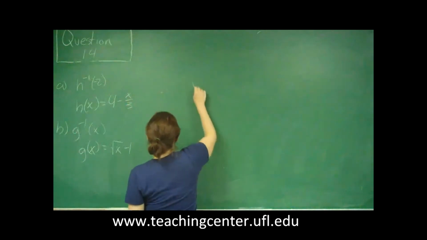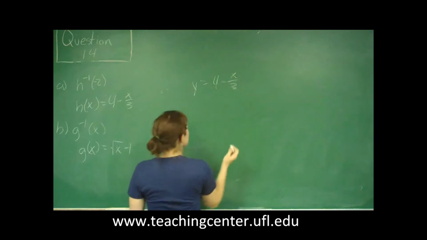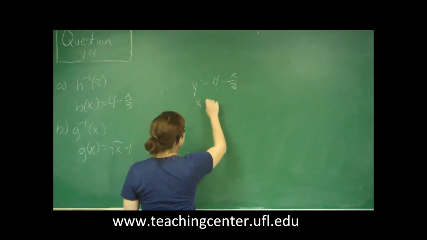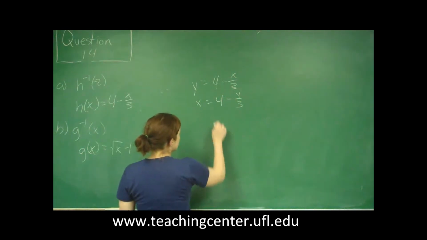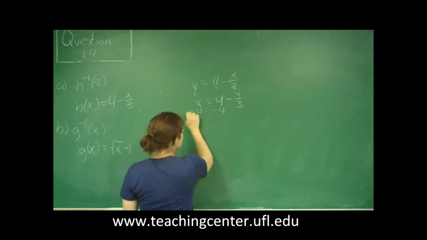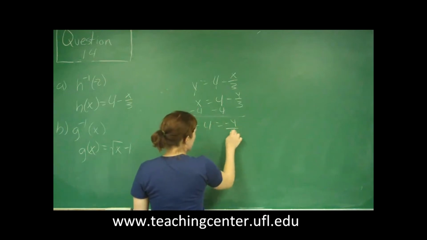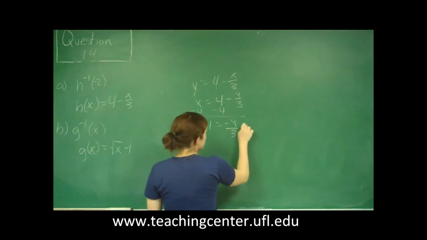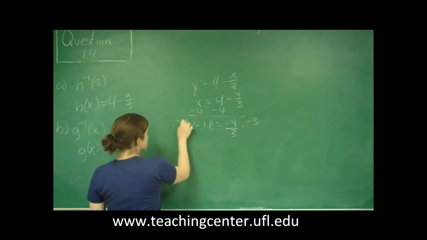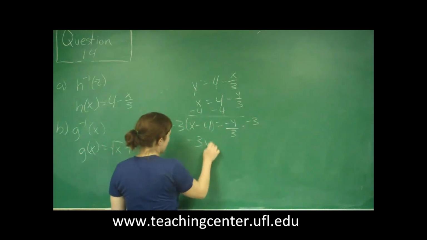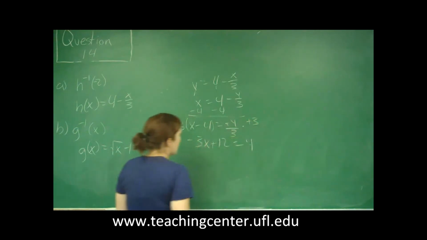So for this function, we have y is equal to 4 minus x over 3. So remember, the first thing we do is switch x and y. So we have x equals 4 minus y over 3, so I'm going to subtract 4 from both sides. And I get x minus 4 is equal to negative y over 3. And then I'm going to multiply both sides by negative 3. So I get negative 3x plus 12 is equal to y.